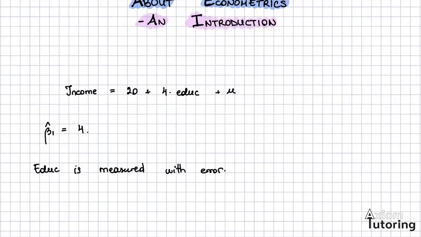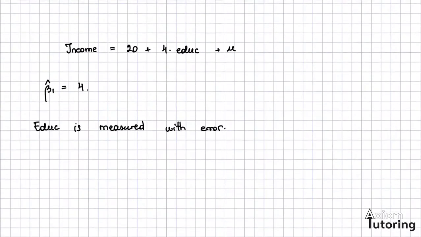From the data, we know the true variance of education, let's say sigma square x, and we can put the star because we assigned the star to the true values. So the true one is 9, and the measurement error variance, let's assume sigma square v, equals 3.